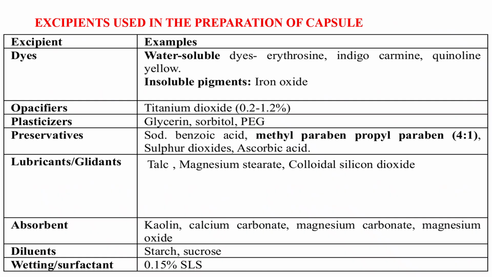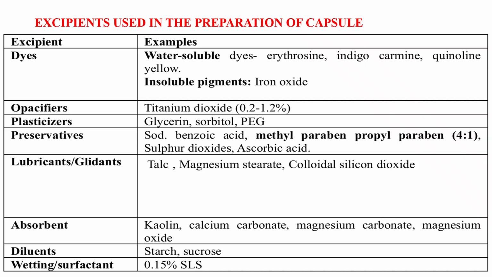So now we are going to discuss the different excipients used in the preparation of capsule. So what are the excipients? Excipients are nothing but ingredients other than the API, active pharmaceutical ingredients, which are used to prepare a proper dosage form. What are the different types of excipients used in the preparation of capsule? Number one, dyes, certified dyes. Dyes may be water soluble dyes or water insoluble dyes.